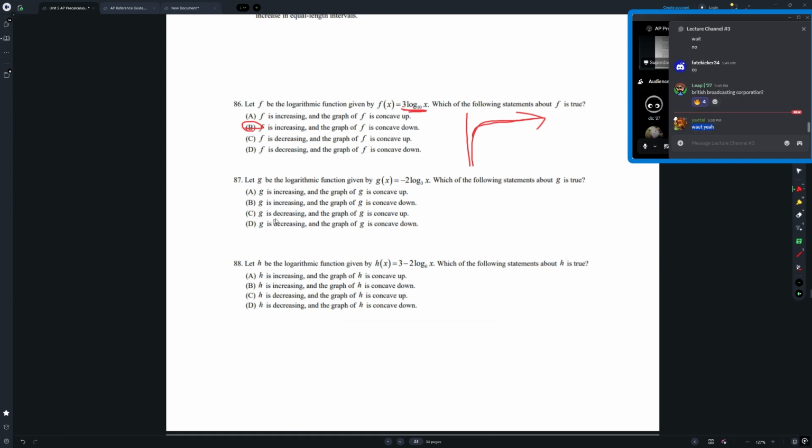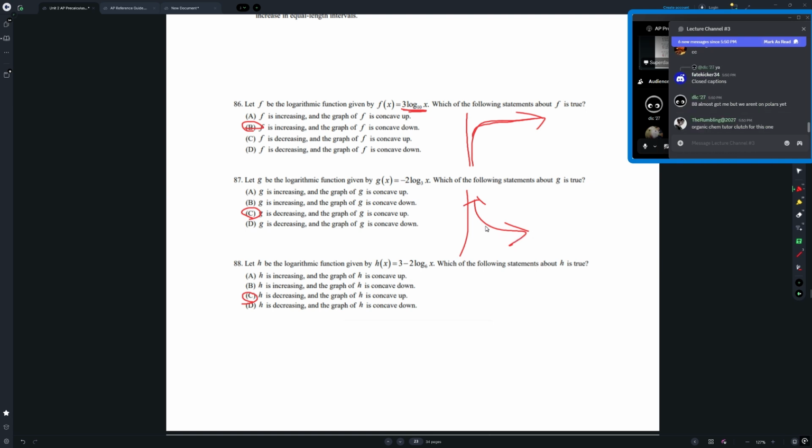So I'll go over it now. The answers for this are C and C. The way you do this is you use our normal log graph and now you flip it. So now it's decreasing and it's concave up. And for this one, same idea, but now there's just a vertical shift upwards.